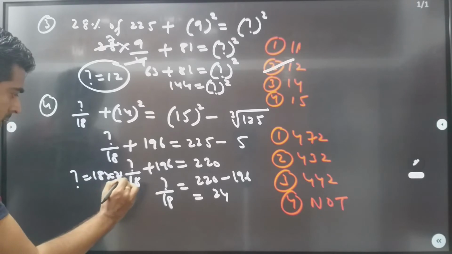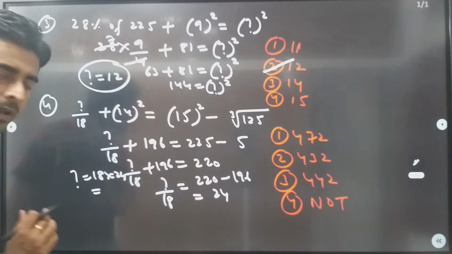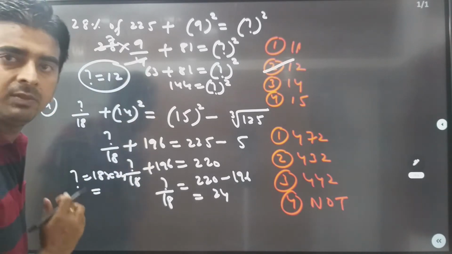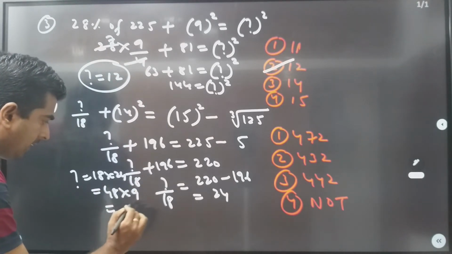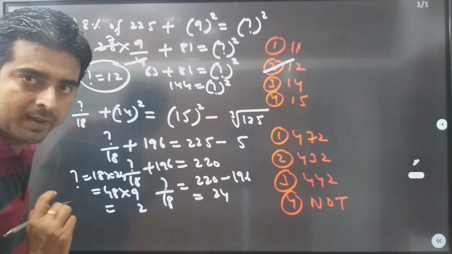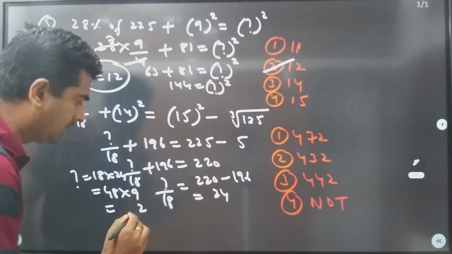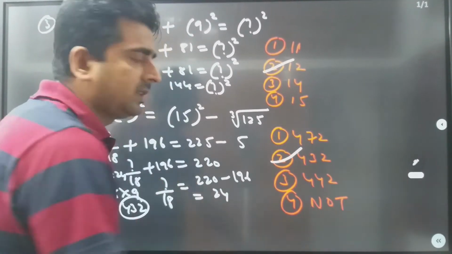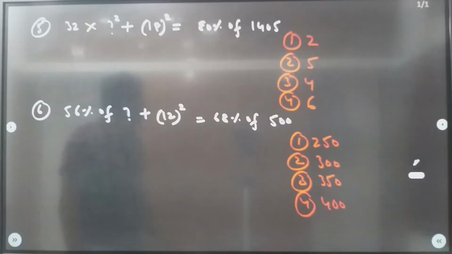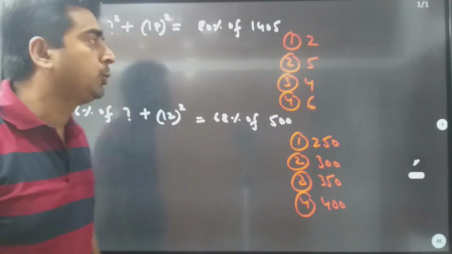So what is the value of question mark? 18 into 24. Now how to multiply two even numbers? Double the highest even number, half the lowest even number. This is 48, this is 9. So 9 eights are 72, carry 7. 9 fours are 36 plus 7, 43. So my answer is 432, second option. I hope you are clear with the fourth one. Now we'll see the fifth one.